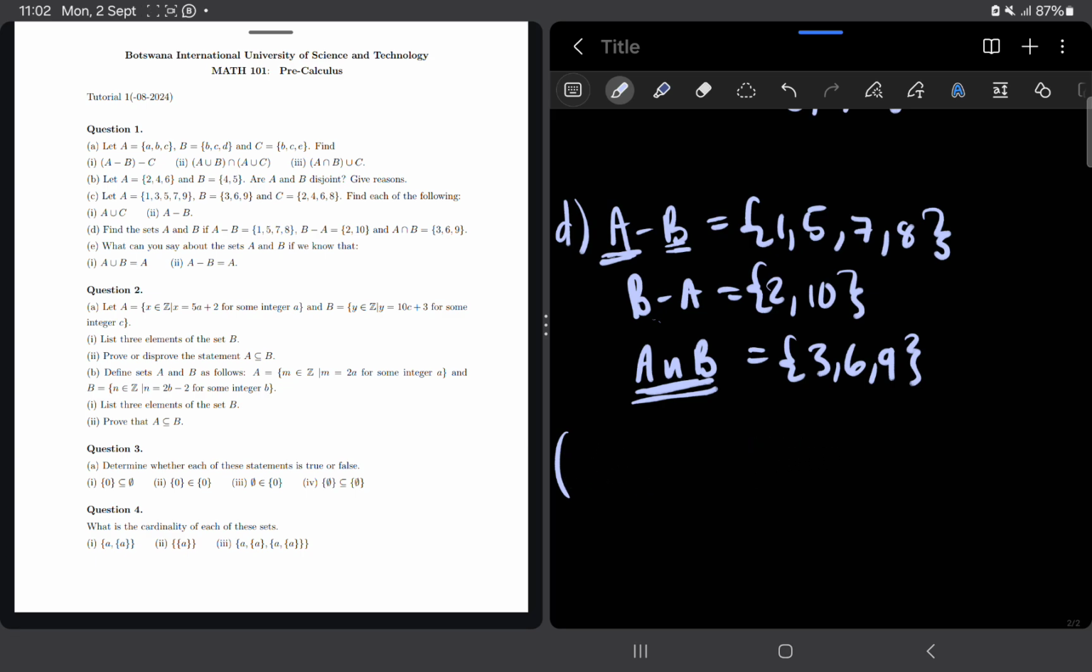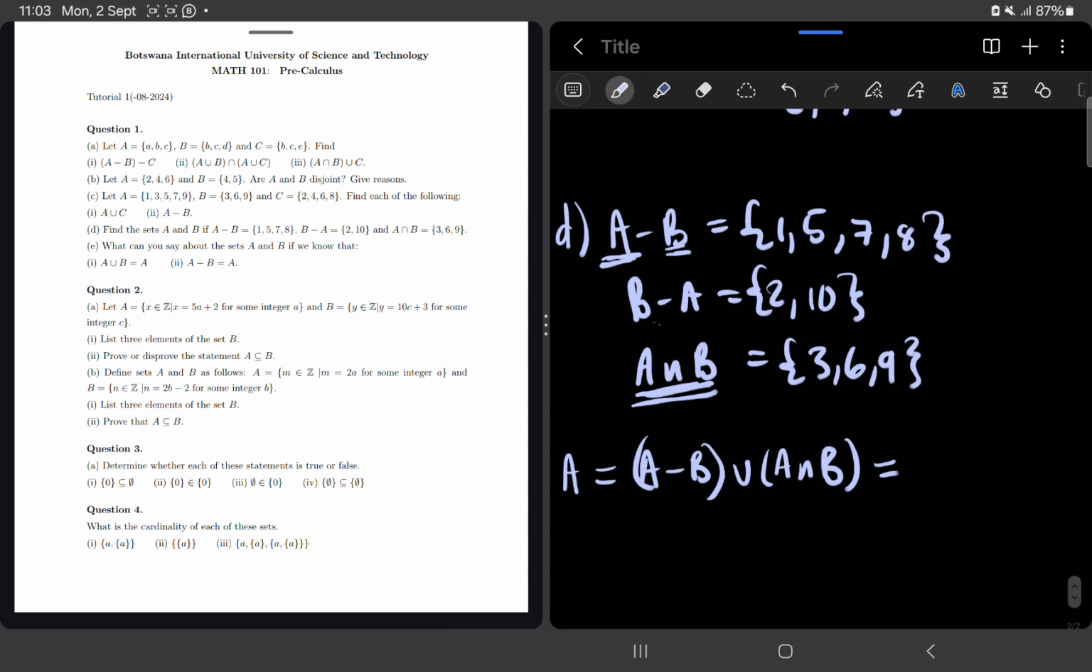So how do you get your A? A is equal to A minus B combined with A intersection B. We combine what is in A but not in B with what is in both A and B. We want what is in A but not in B, and then what is in A and also in B. When we combine them, we will have the whole of A. You understand? Yes. So now when we do that, what do we get?